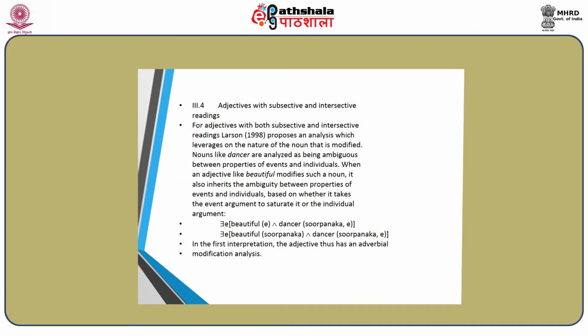What about adjectives with subsective as well as intersective readings? For adjectives with both subsective and intersective readings, Larson 1998 proposes an analysis which leverages the nature of the noun that is modified. Nouns like dancer are analyzed as being ambiguous between properties of individuals and properties of events. When an adjective like beautiful modifies a noun, it also inherits the ambiguity between properties of events and individuals, based on whether it takes the event argument to saturate it or the individual argument. That's what you see in the formula given there. In the first interpretation, the adjective thus has an adverbial modification analysis.